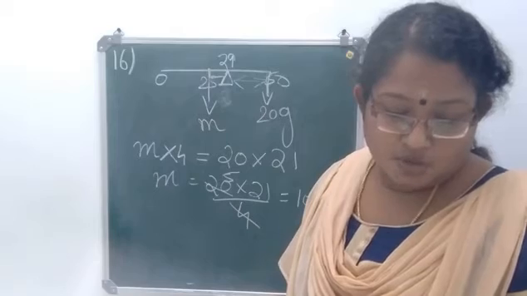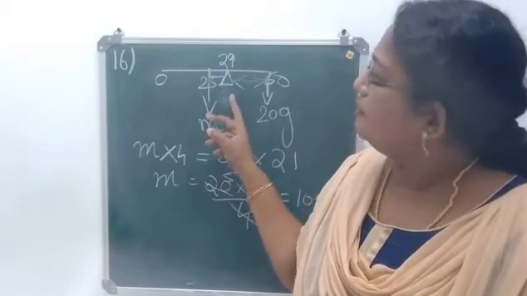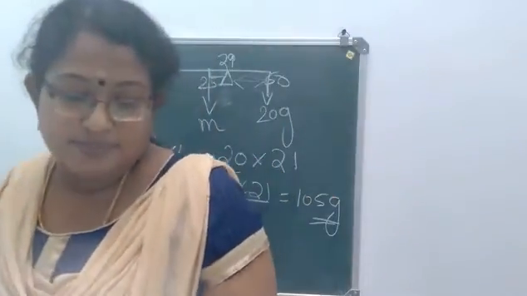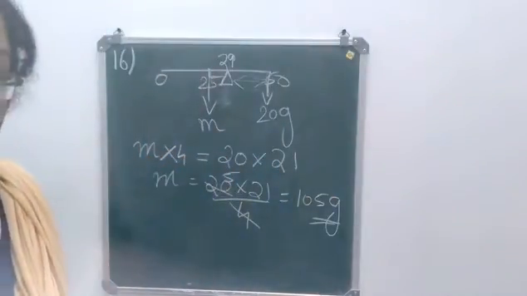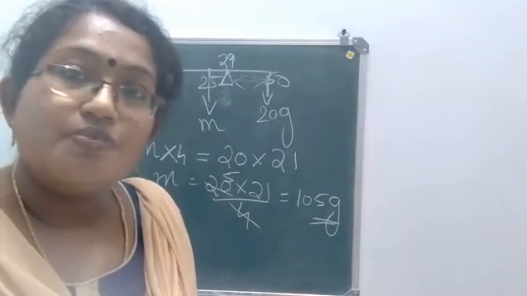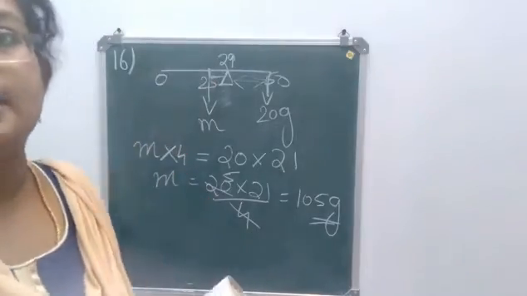So what should you write there? The balancing point should move towards the 25 centimeter mark. The balancing point, or the pivot, should move towards the 25 centimeter mark. Clear?